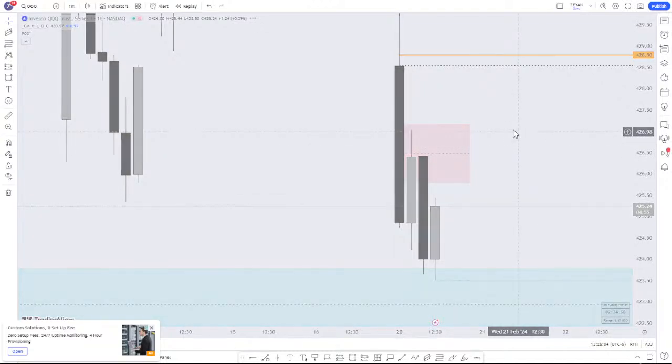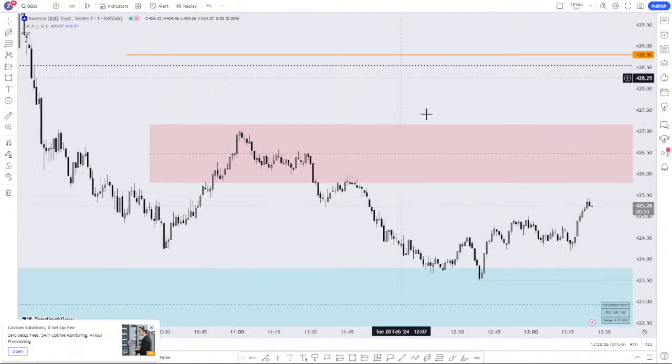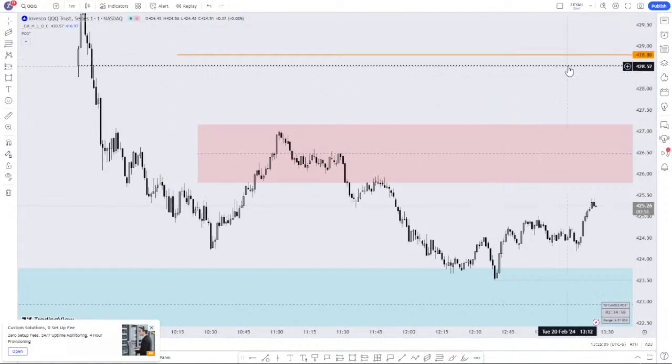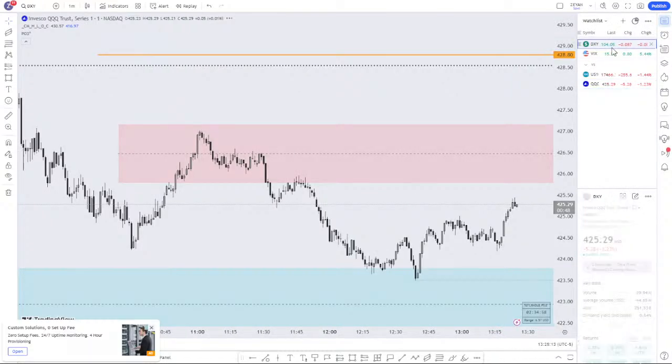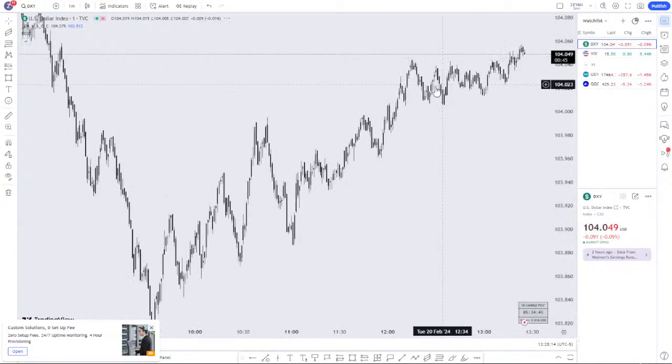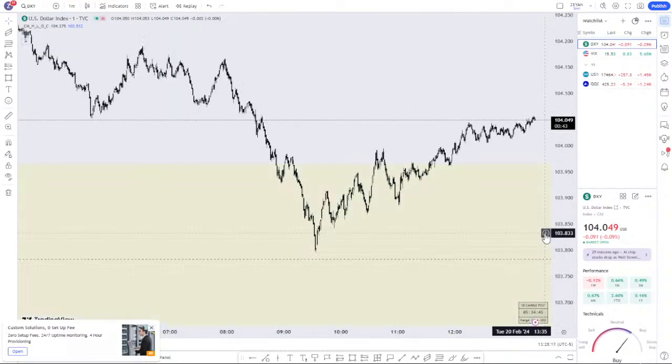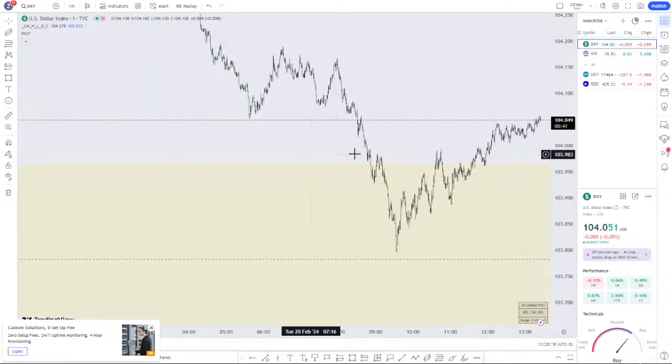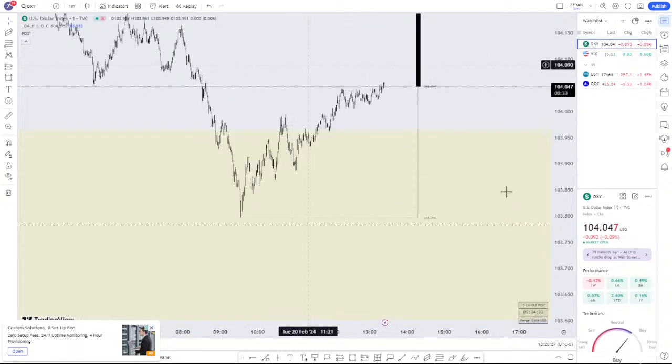Okay guys, thank you. Just mark this area, and we will look at the dollar index. This was given 4 days ago, and the price is here. It still doesn't mean it's not going to come back to this point. This is an area of interest for a higher time frame.